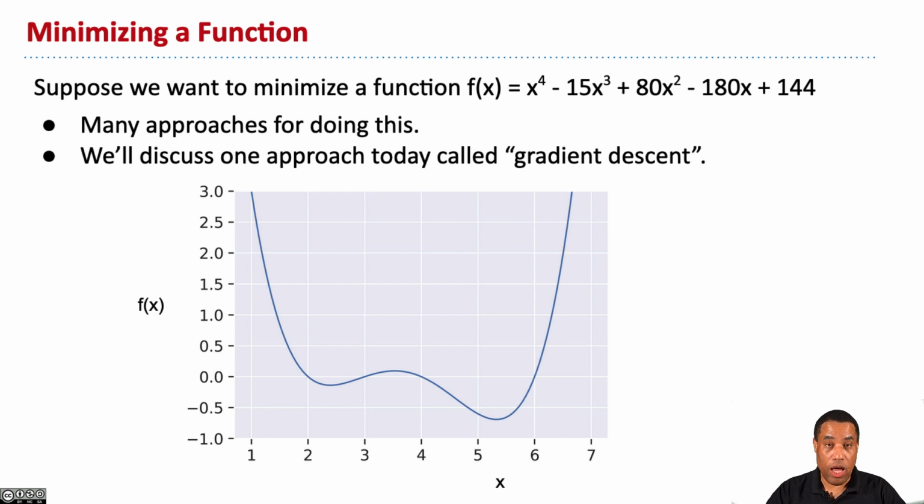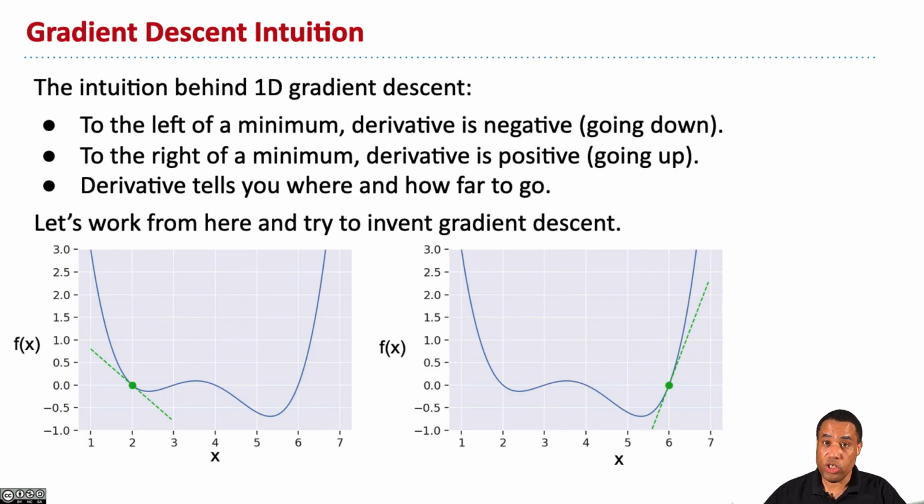So here's a plot of that function that I just gave you, and you can see that it looks like there's a local minima to the left, there's a local maxima in the middle, and to the right is our global minimum.